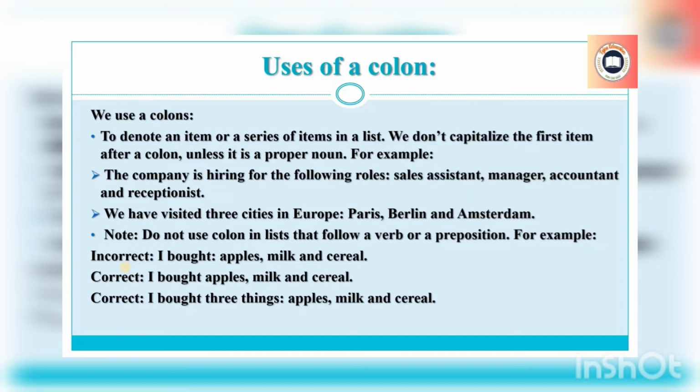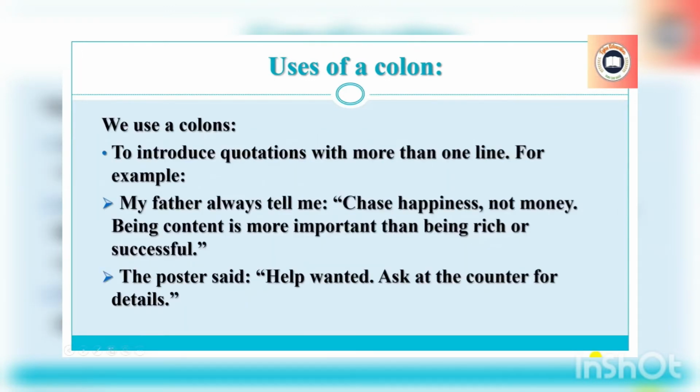Now here you will see that the colon is after the word things, which is neither a verb nor a preposition. It is just a noun, and hence we can use a colon after it. So just remember that do not use a colon after a verb and preposition, even if there is a list coming after that verb or a preposition. Now children, let's take a look at some more uses of the colon.